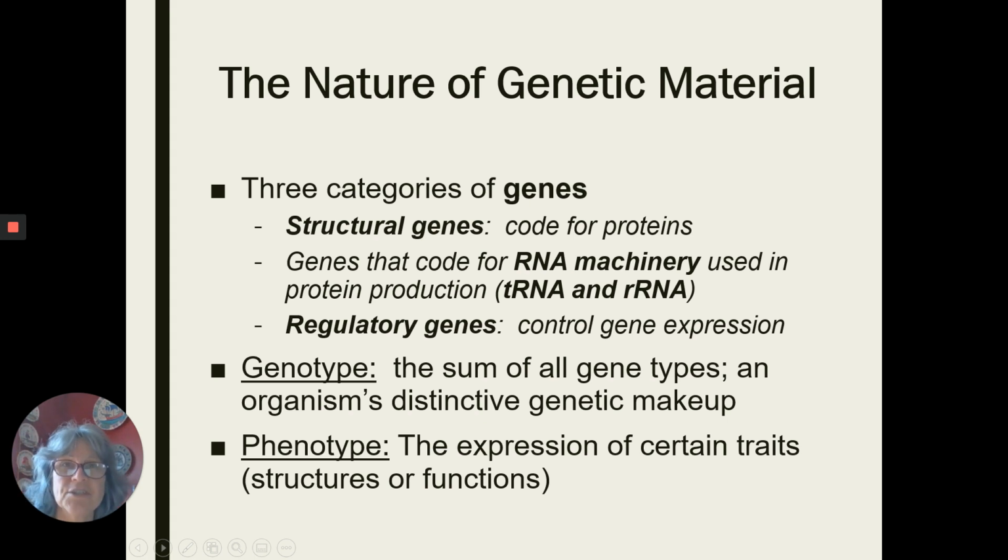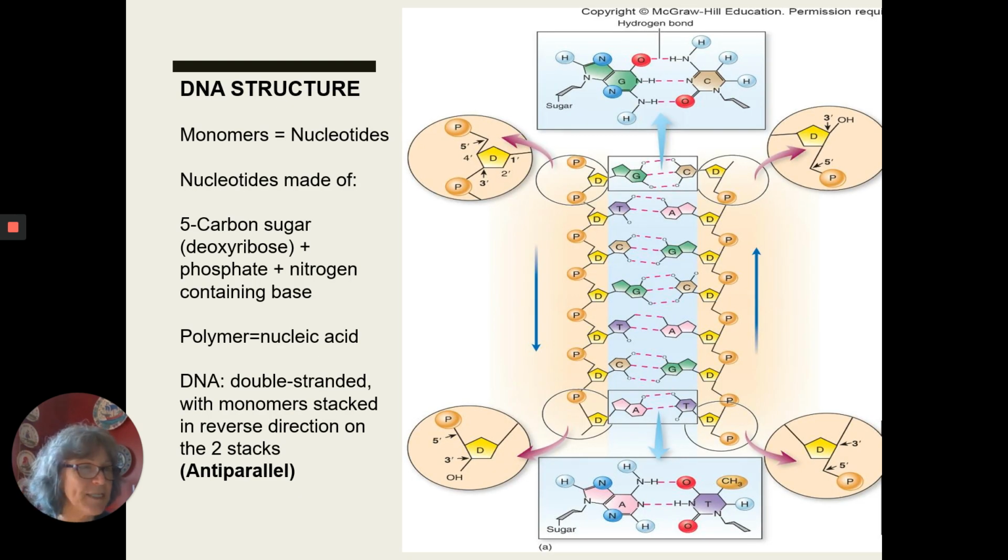Some other terminology you should be familiar with. Genotype. That's the sum of all the gene types that we have. So we have a genotype made up of genetic information from mom and from dad for each one of our traits. That's our complete genotype. What information do our genes carry? And then the phenotype is the expression. What are the structures or functions we get from those genes building their proteins? All right, so DNA structure.